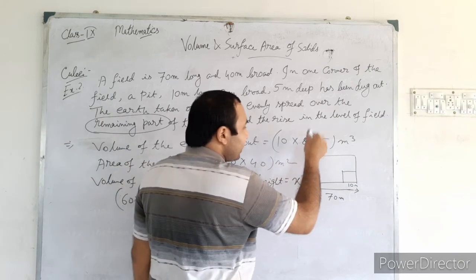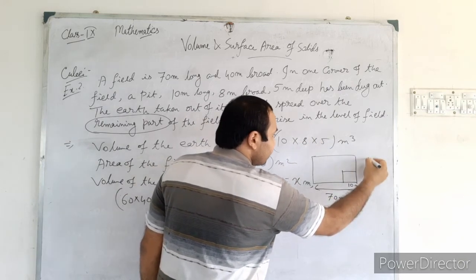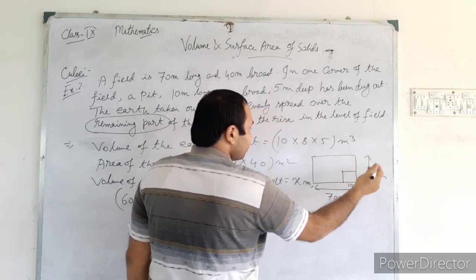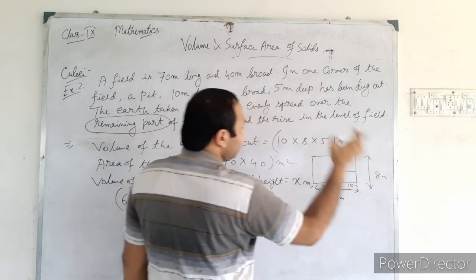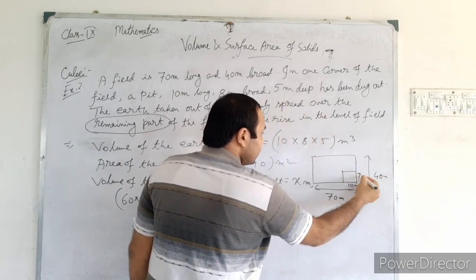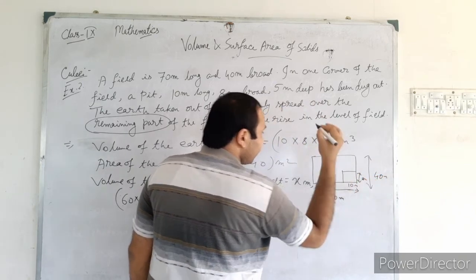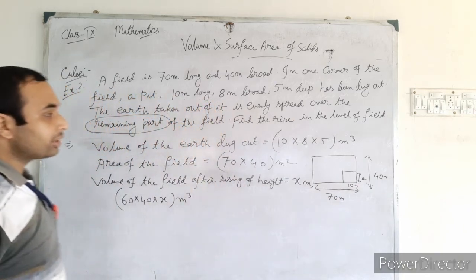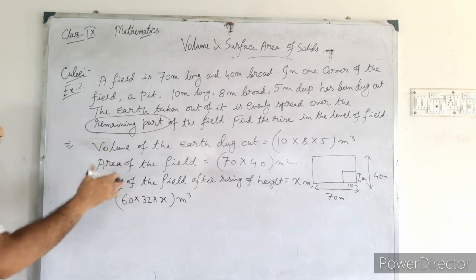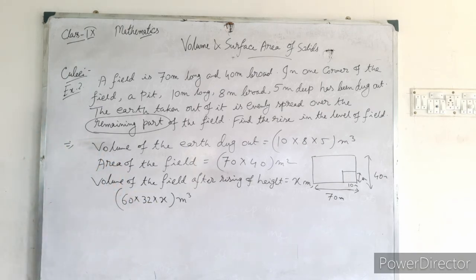Also here the breadth of the pit is 8. Sorry, the total breadth is 40 meter from here. This 8 meter has been taken out. So 32 meter is the remaining part. So here it will be 32. And now the rise is x.